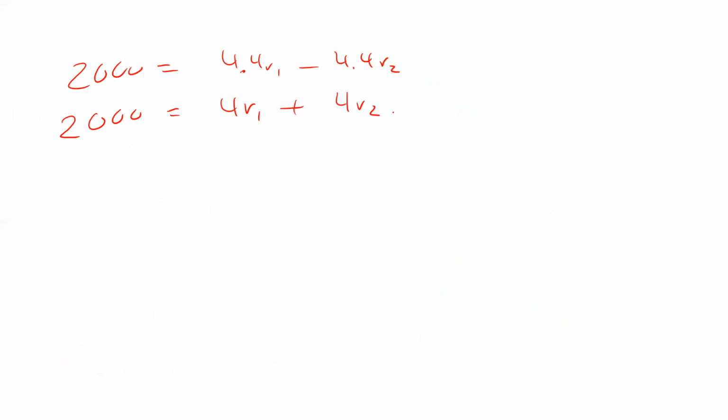Are we good there? It's going to be a little bit of a long problem here. First things first, I don't like the fact that the 2,000 is on the left-hand side. Can I switch it around? Yes. So 4.4R1 minus 4.4R2 is equal to 2,000. And switch this one, and this is 4R1 plus 4R2 is equal to 2,000. Okay, I like this a lot better. Okay, I think I can start working with this.